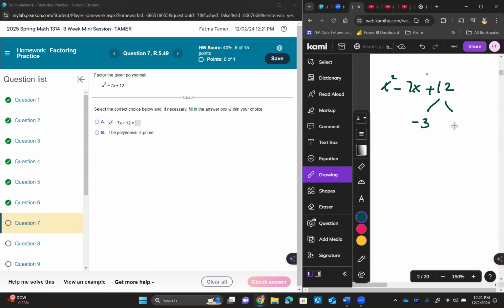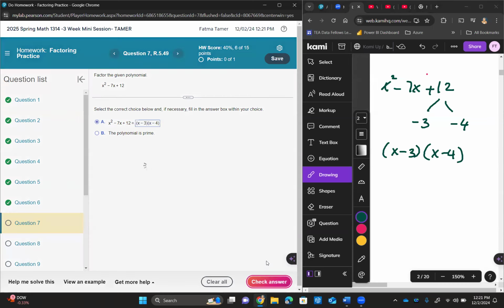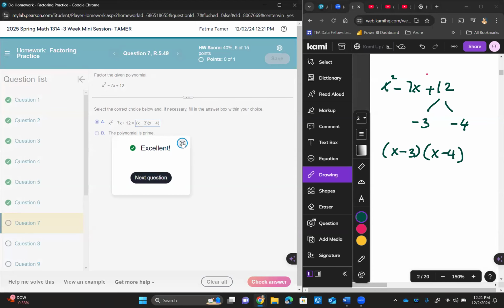So those two numbers that I'm looking for are negative 3 and negative 4. When I multiply them, they give me a 12. And when I add them up, they give me a negative 7. So one factor must be x minus 3, and the other factor must be x minus 4. So we're going to choose A, and we will input that one factor is, the order is not important. You can put x minus 3 first, or you can put x minus 4 first. It doesn't matter. The order is not important as long as you get both factors correctly.